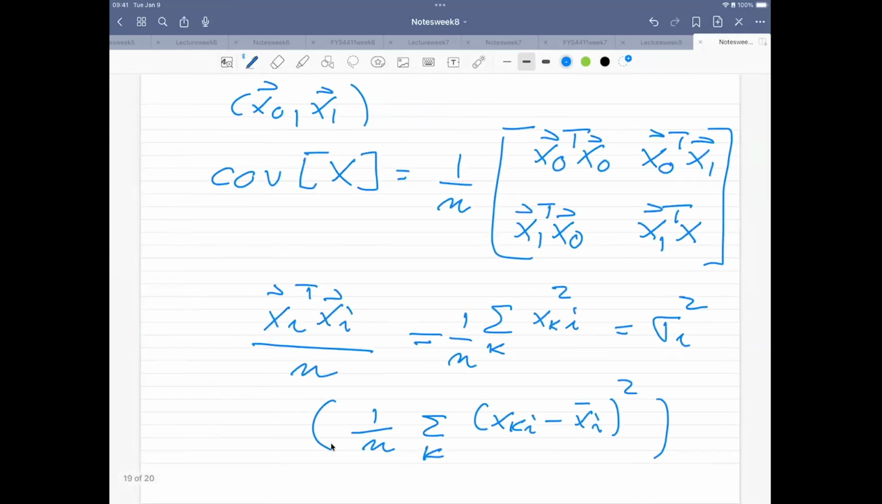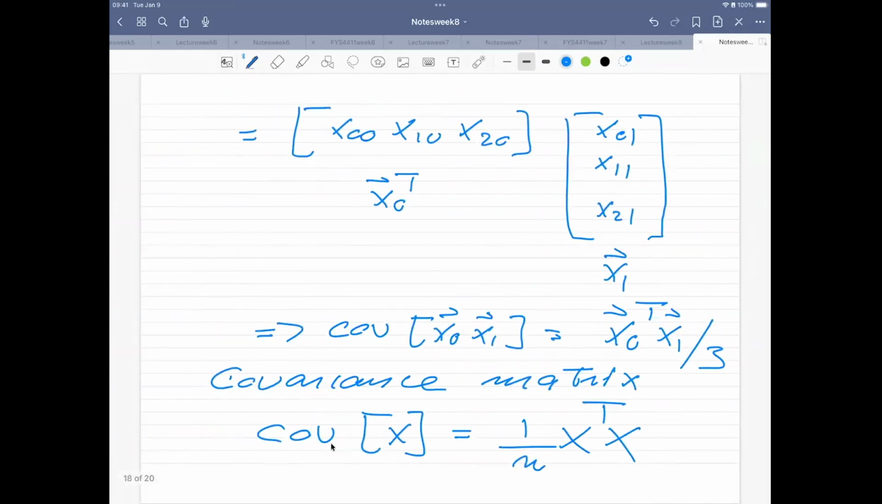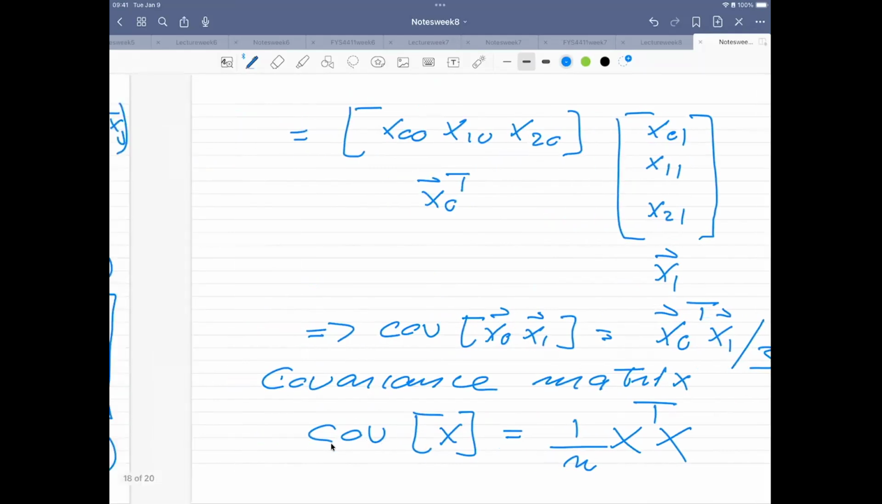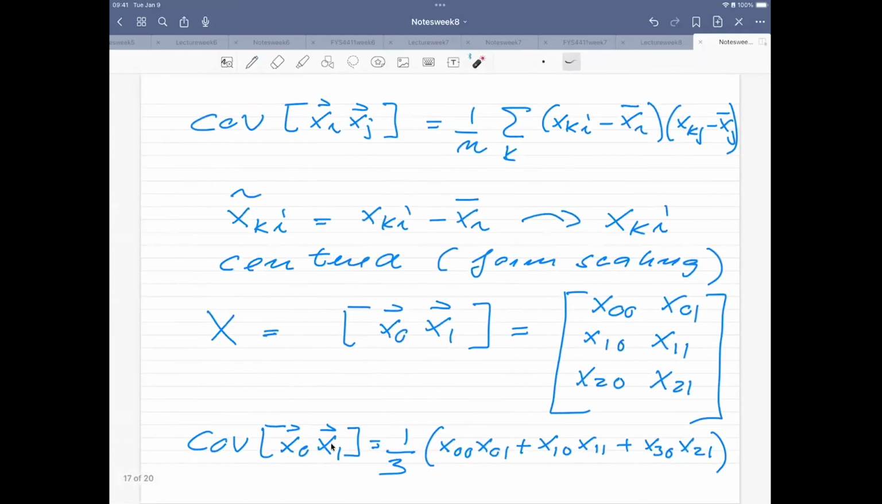Because if you just look at the case with the 2 and 3, so we have 3 data points, then what you have is 1, 2, 3 multiplications, and then 2 additions. And if you have, instead of just 3 here, 100,000, and you have 100 features here, the covariance matrix becomes expensive to calculate.